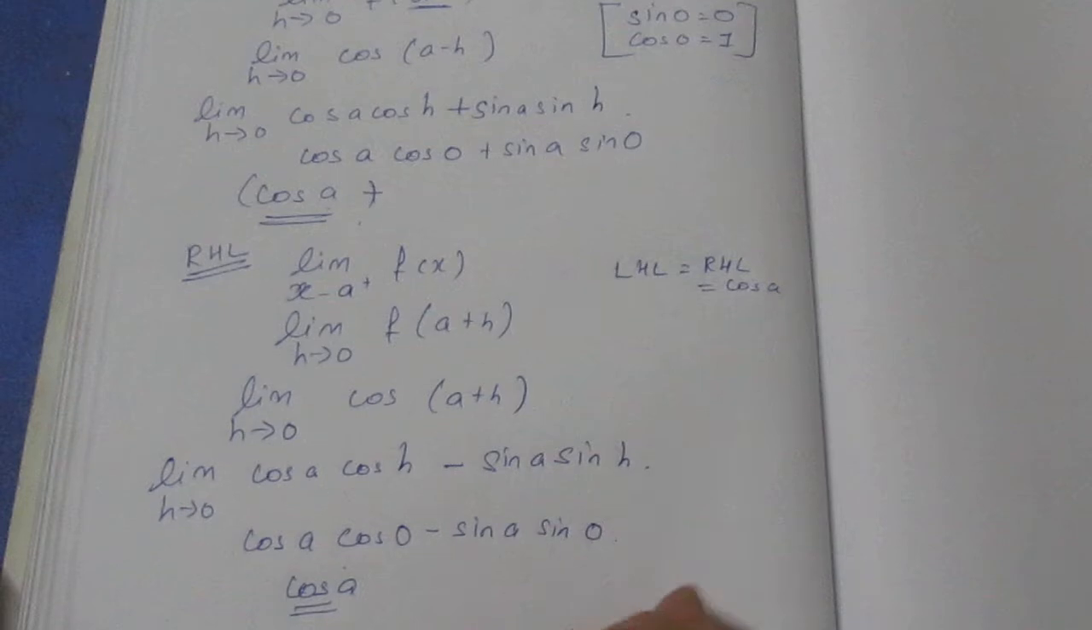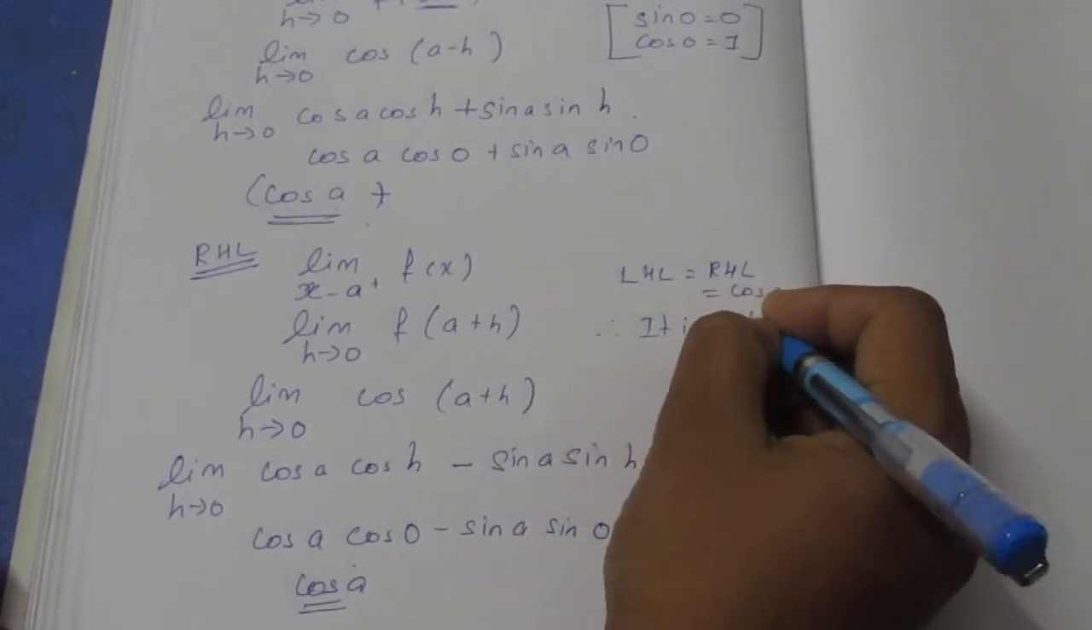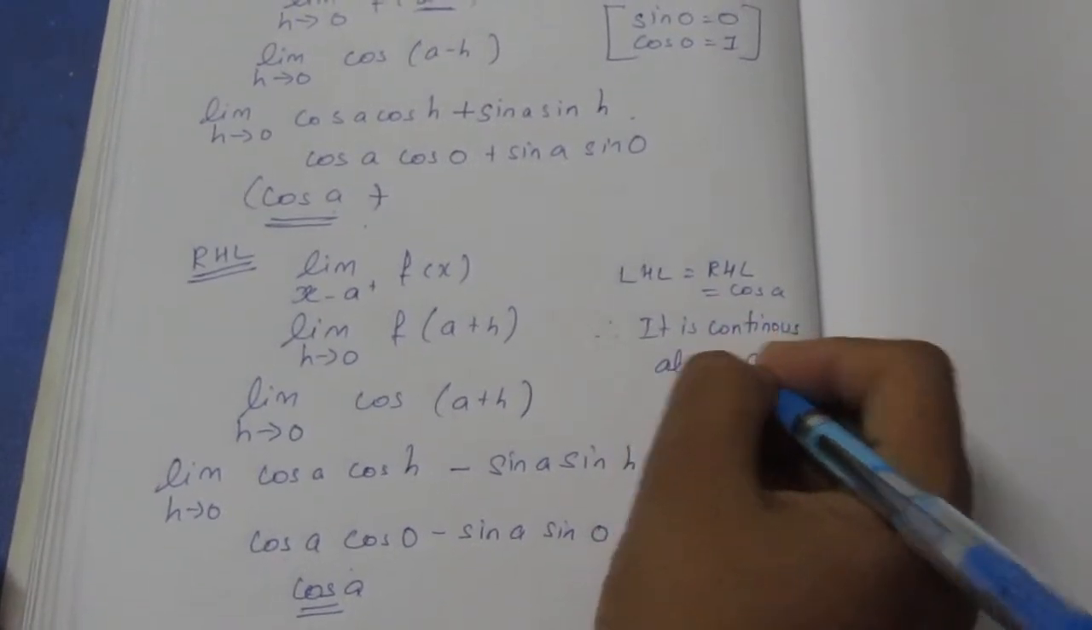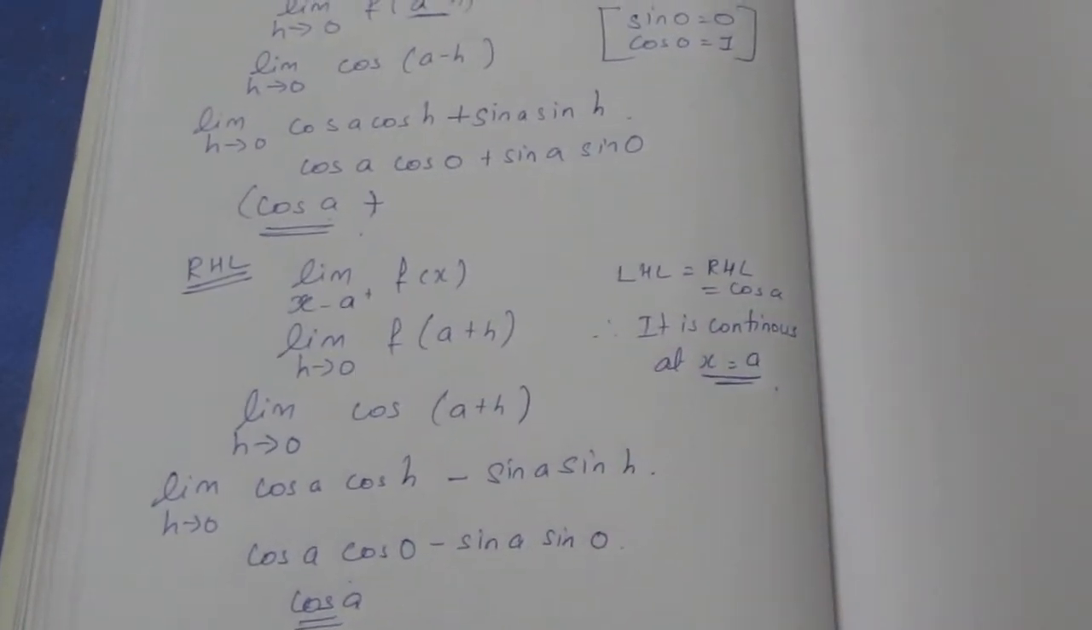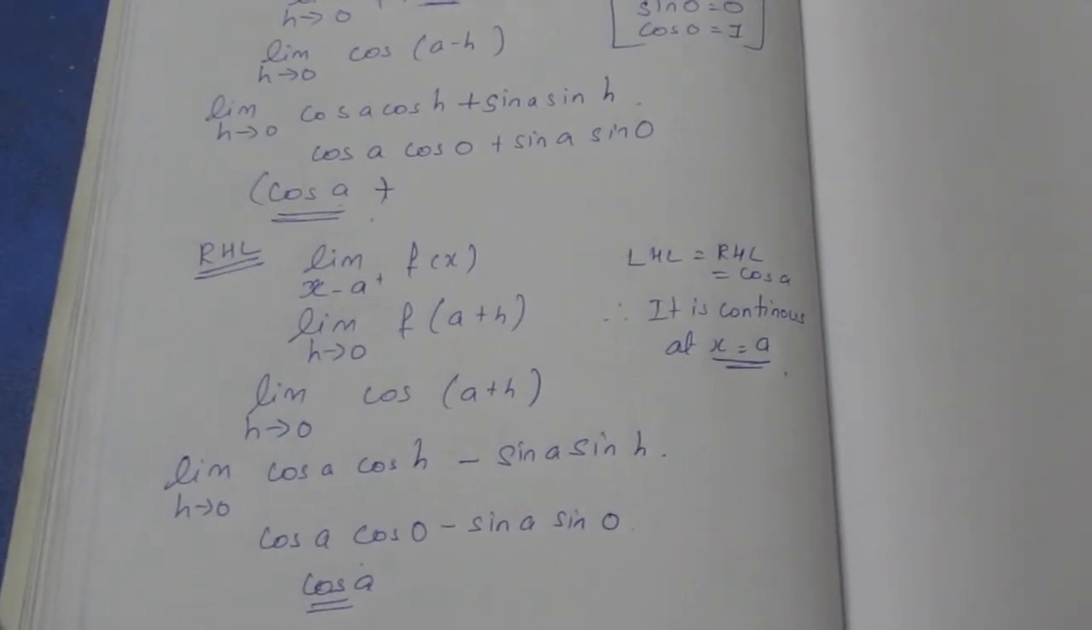Now if both are equal, we can say therefore it is continuous at x is equal to a. So we have proved that cos a is continuous, that is cos x is continuous. We'll move on to cosecant.